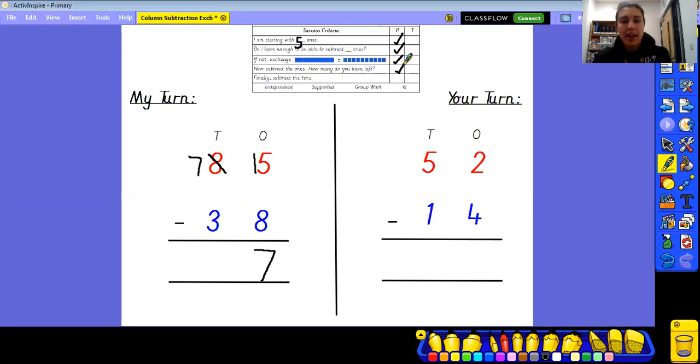Now that I've written how many ones I have left, I can finally subtract the 10s. So remember, I don't have 8 10s anymore because one of them was exchanged into 10 ones. So I've only got 7 10s to start with. And 7 take away 3 equals 4 10s left. So 85 take away 38 equals 47. So what I'm going to ask you to do now is pause the video and have a go at working out this calculation by yourself or with an adult. And when you're ready to go through the answers, play the video and we'll work out the answer together.